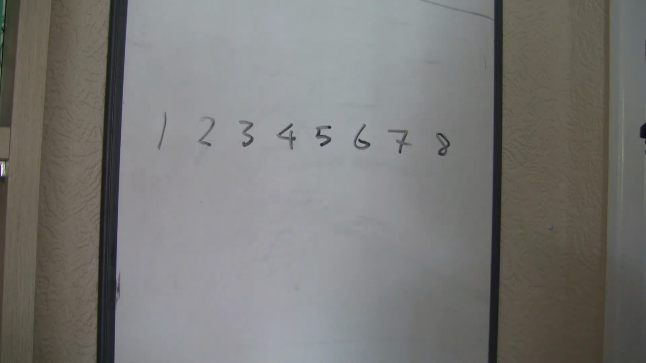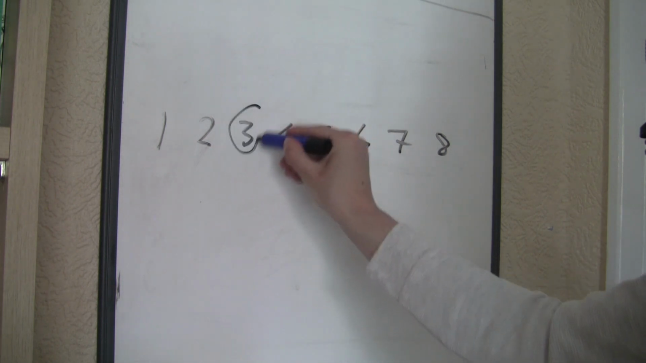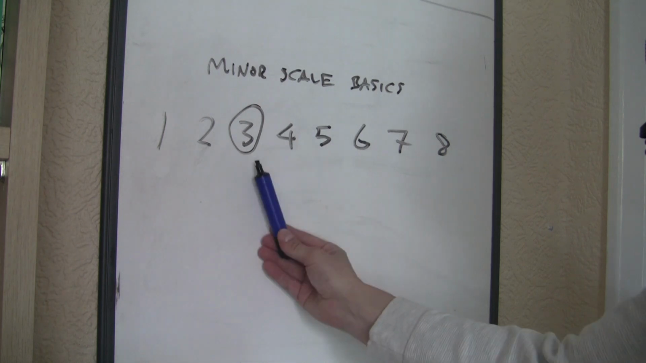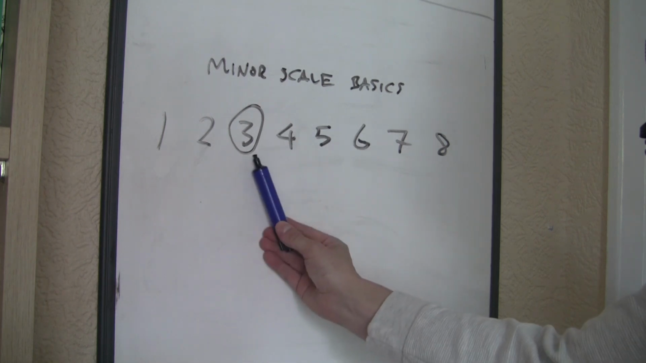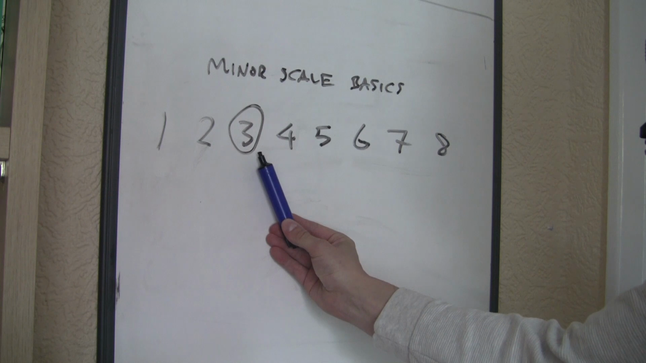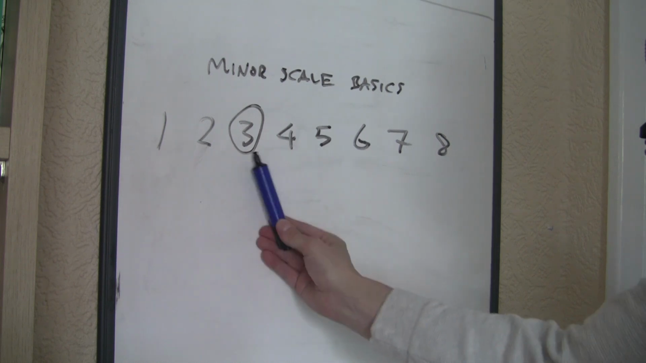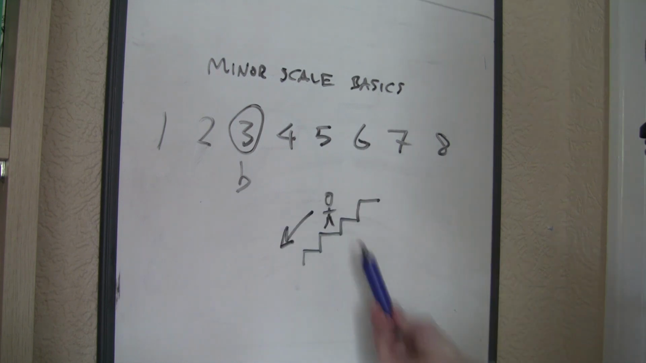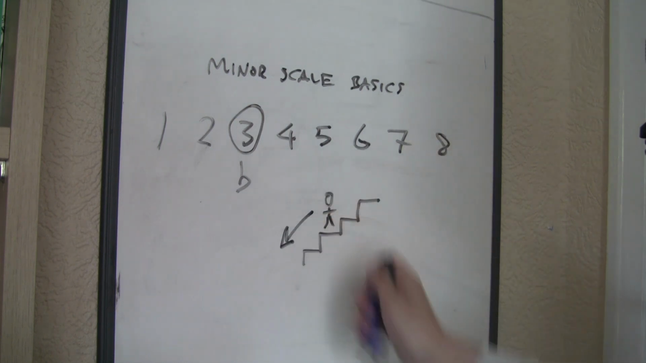There are some basic common themes that everyone can agree on, the main one being that the third note is always flattened. This is common in all minor scales. It doesn't matter if it's a natural minor, a melodic minor, a harmonic minor. You're always going to have a flattened third note. Thinking of our guy on the steps, that means that our guy on the steps is going down.